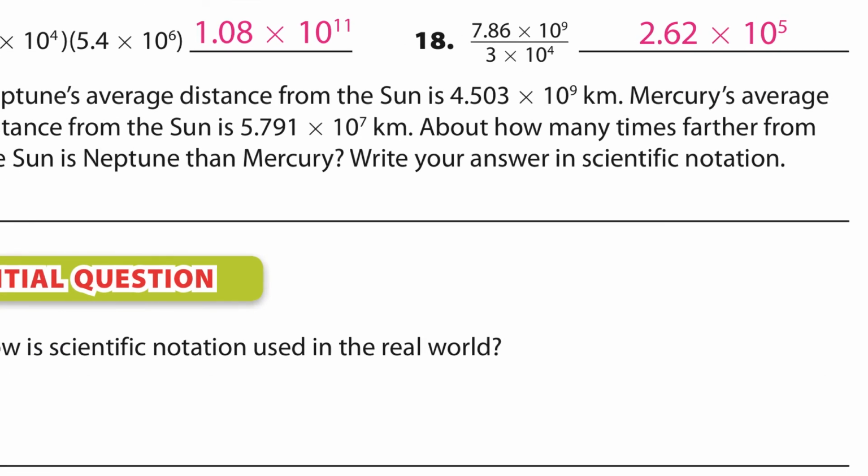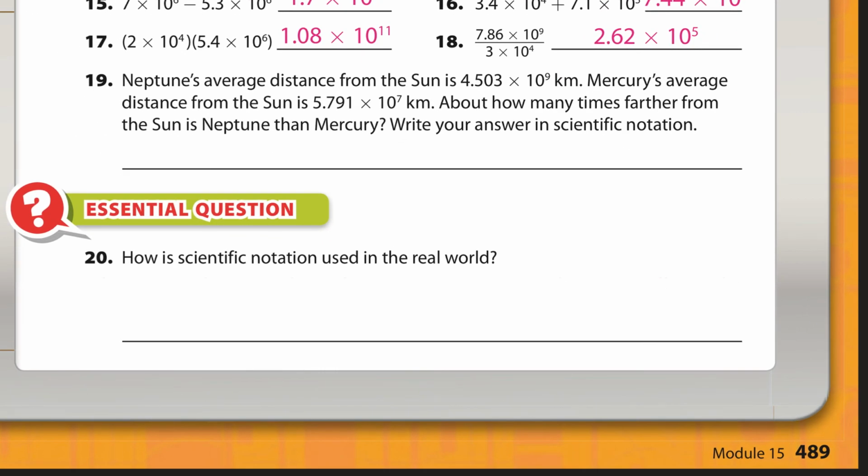Now we have this other. Okay, so Neptune's average distance from the sun is 4.503 times 10 to the 9th. Mercury's average distance from the sun is 5.791 times 10 to the 7th. How many times farther from the sun is Neptune than Mercury? Write your answer in scientific notation. So it would be this Neptune, this divided by this. Or how much farther? No, not how many times. Yeah, how many times? Okay, so it would be this divided by this.